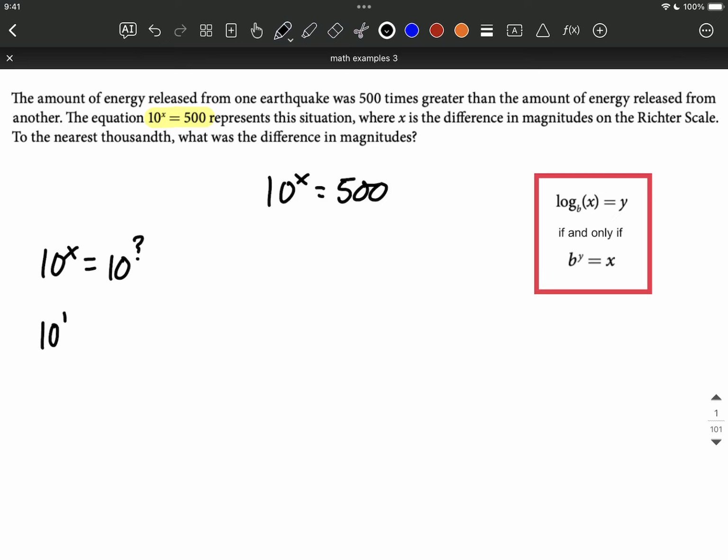So this is most students' first strategy. We say 10 to the first power is 10, 10 to the second power is going to be 10 times 10 or 100, 10 to the third power is 10 times 10 times 10, 1,000. You may notice that we skipped right over 500. So we're not going to be able to use a nice integer as our new exponent so that we can drop those bases and set the exponents equal.